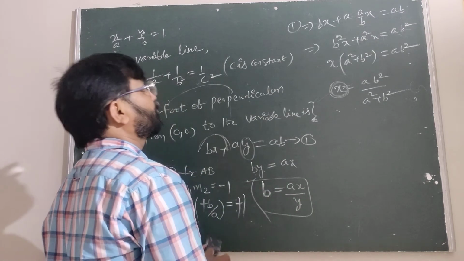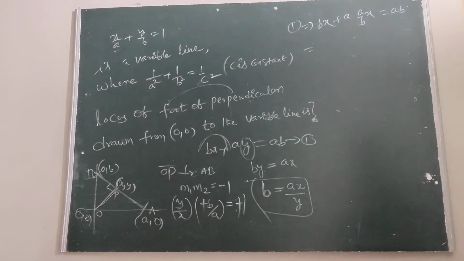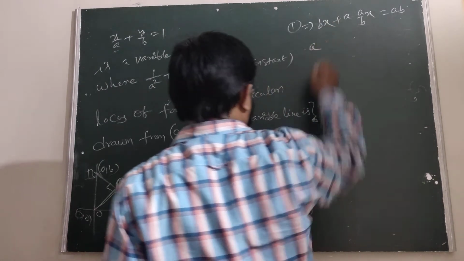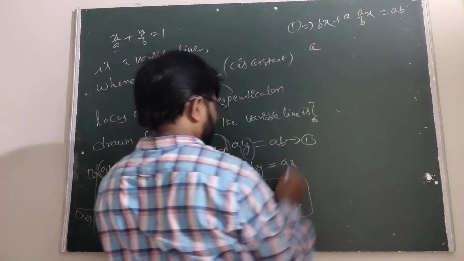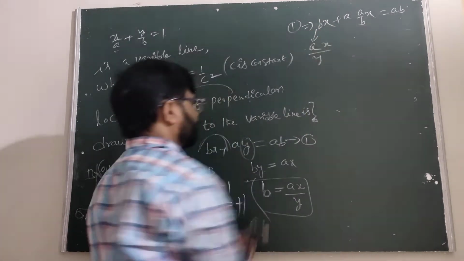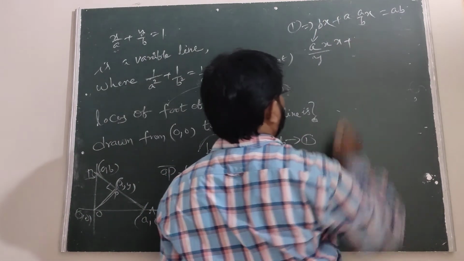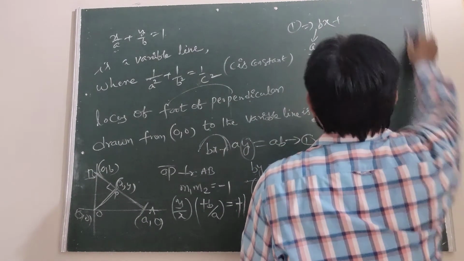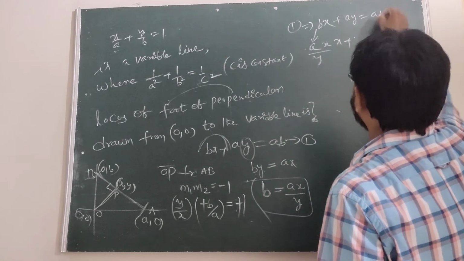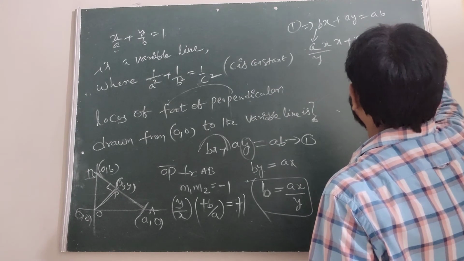This we substitute in that. Therefore, here we got the b. What is the b? A into b, what is the b? Ax by y. This is the b. Okay, ax by y. Is there x? Therefore, now we can write the line: bx plus ay equal to ab. This is ay equals to ab.